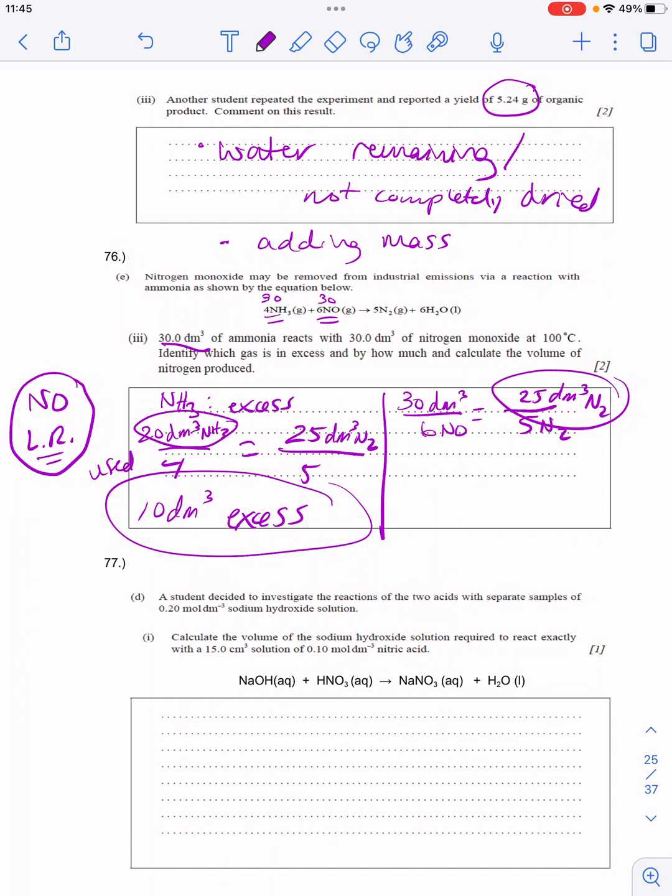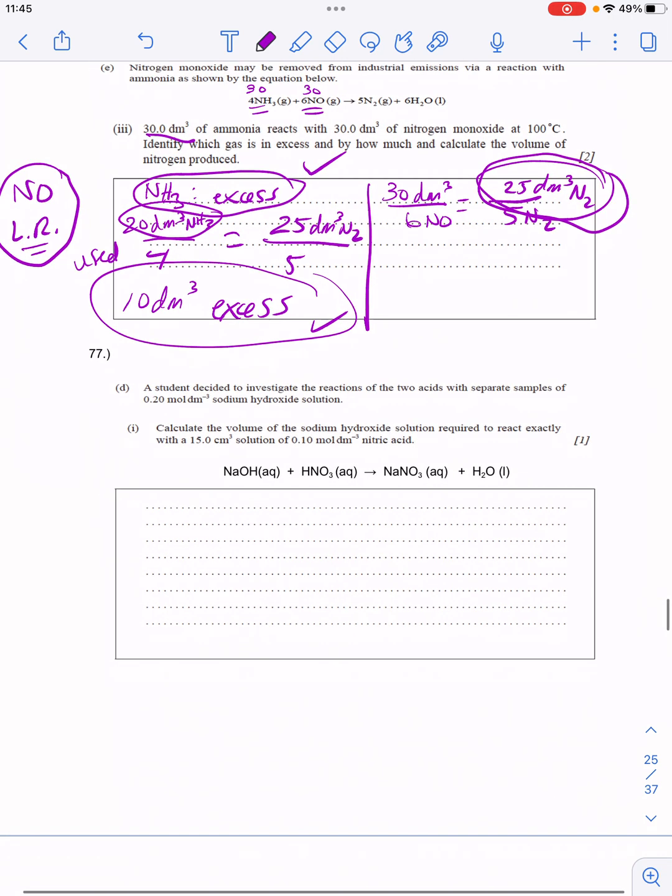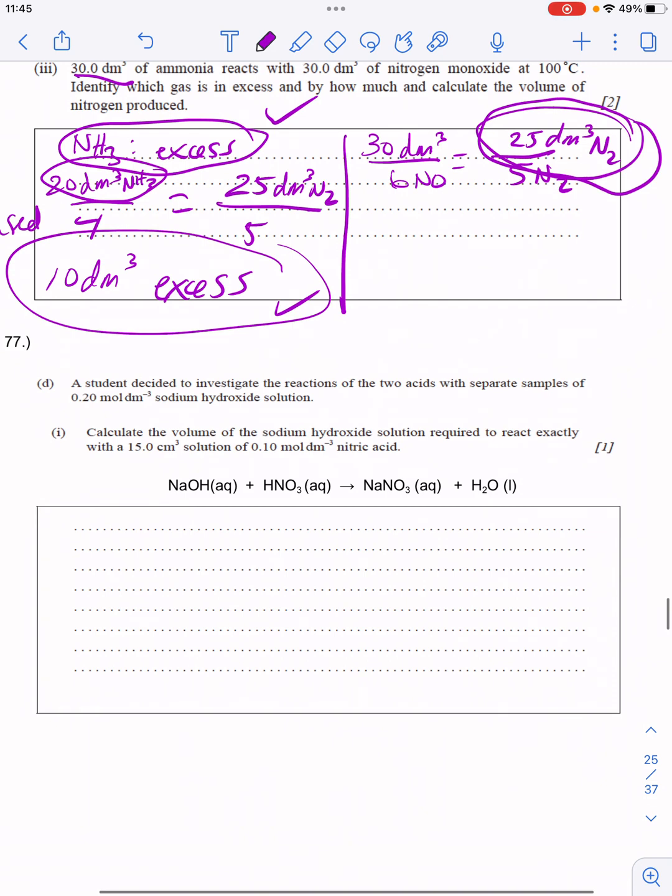So those are my 3 marks. NH3 is the excess. I've got 10 dm cubed excess of it, and the amount of nitrogen I make is 25. Okay, the last one. A student decided to investigate the reactions of 2 acids with separate samples of 0.2 molar sodium hydroxide solution. Calculate the volume of sodium hydroxide solution required to react exactly with 15 cm cubed of a 0.1 molar nitric acid solution. So here's our nitric acid, HNO3, and here's the sodium hydroxide.